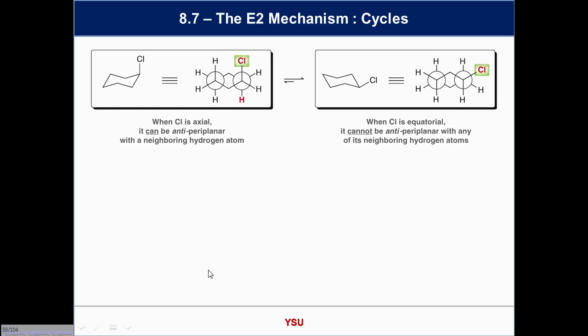Right, I'm wrapping up the E2 because I want to get to the E1. E2 is very useful, E1's a bit more confusing. What about cycles? You can do elimination reactions in cycles. You'll see many of these doing practice exams, doing practice homework, stuff like that.